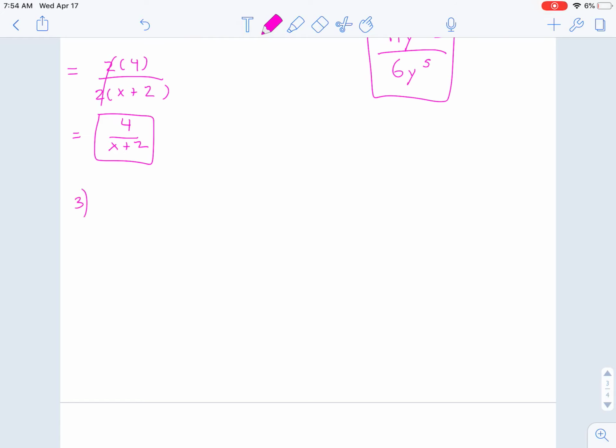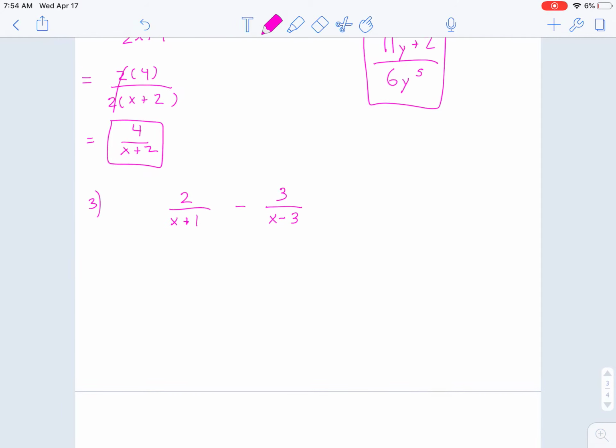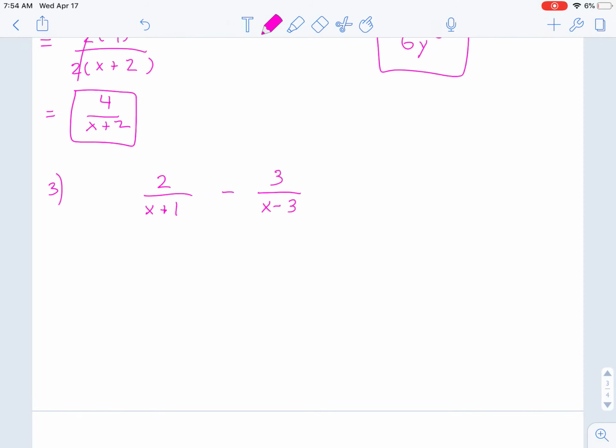Number 3. All right, let's get into a problem that looks a little different. Now, for number 3 here, notice that for the first time, we have denominators that are binomials. All of our denominators previously were either the same or they were monomials. So think about what you might multiply by to make the denominators the same.